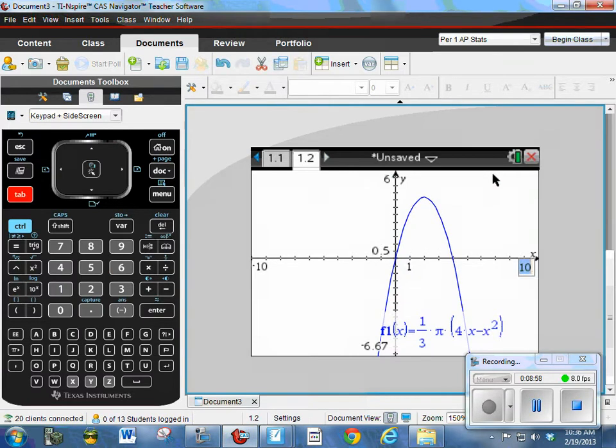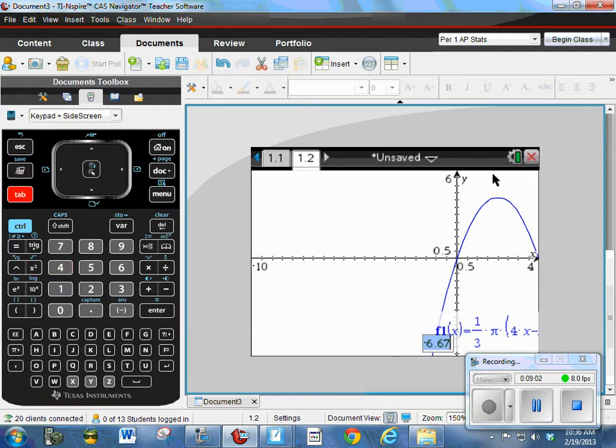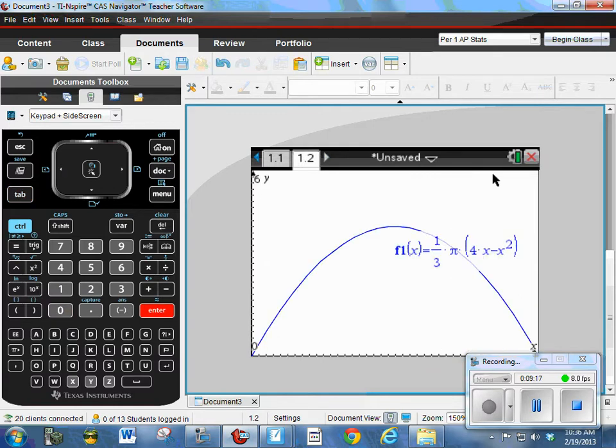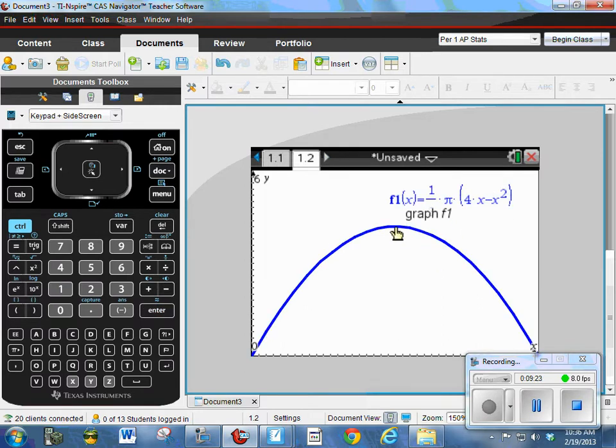Tab over here. I only need 4. Why don't I just make it 4? That's fine. And then I don't really need any negative values for y, so I'm just going to make that 0. And I don't really need any negative values for x because x is a distance as well. So that gives me a better view of what I'm trying to find. And obviously our maximum is going to be right up here.